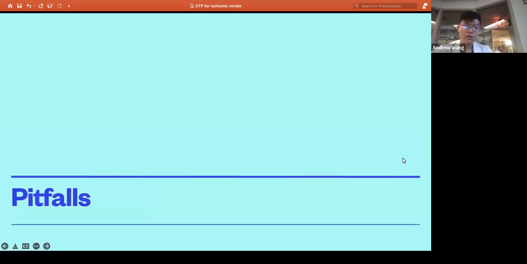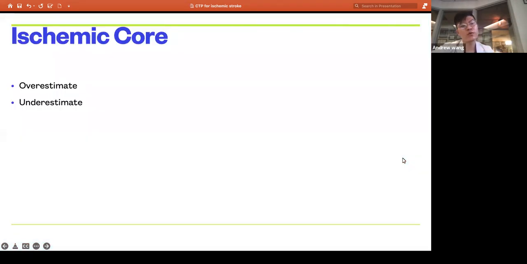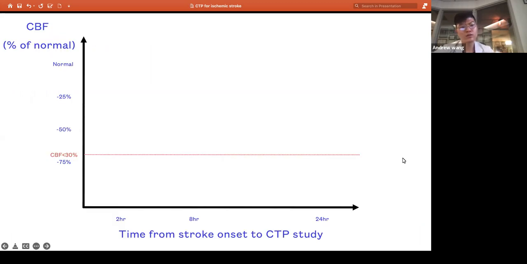So it seems like CT perfusion study is a really helpful tool to help us select whether a patient will benefit from more aggressive treatment rather than just medical conservative treatment. However, there are some pitfalls when we are looking at CT perfusion study. So first, for ischemic core, it can be overestimated and it can also be underestimated. And how does this happen?